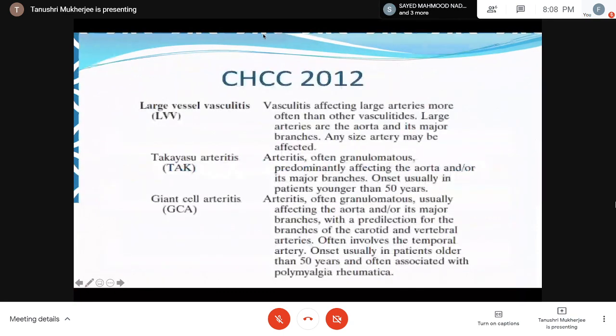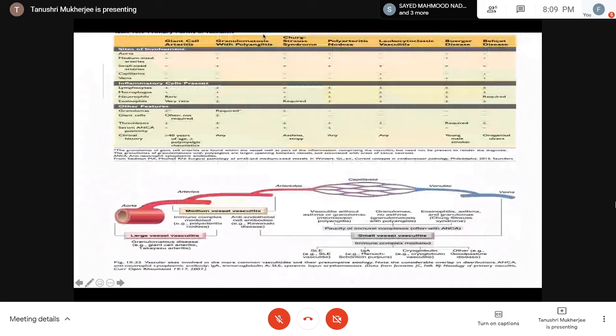And the characteristic pattern, like the age group affected and the gender affected, is very important. In large vessel vasculitis, there are two categories, mainly giant cell arteritis and Takayasu's arteritis. Giant cell arteritis is a granulomatous lesion affecting the aorta. It involves the temporal artery, usually in patients older than 50 years, and is often associated with polymyalgia rheumatica. Takayasu's arteritis usually occurs in patients younger than 50 years. It also affects the aorta and its major branches. This is summarized in a table that I will describe in the individual sections of vasculitis.